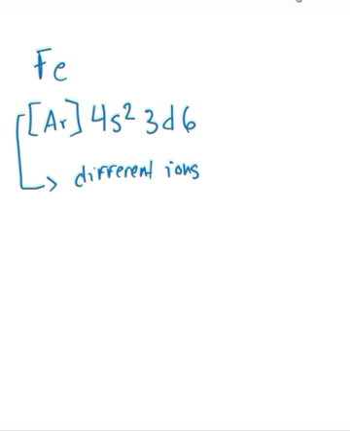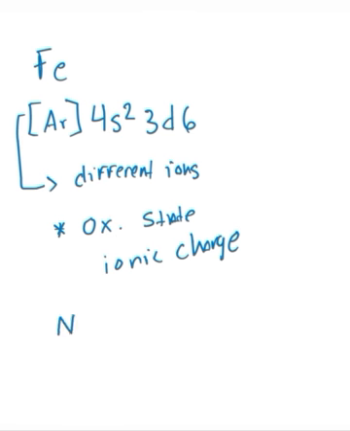Transition metals can have different ions, and when we talk about the chemistry of transition metals, there is a very important term. This term is known as the oxidation state. The oxidation state is just a way of saying what the ionic charge is. The sodium ion would have an oxidation state of +1. But the transition metals can often have several or multiple oxidation states.